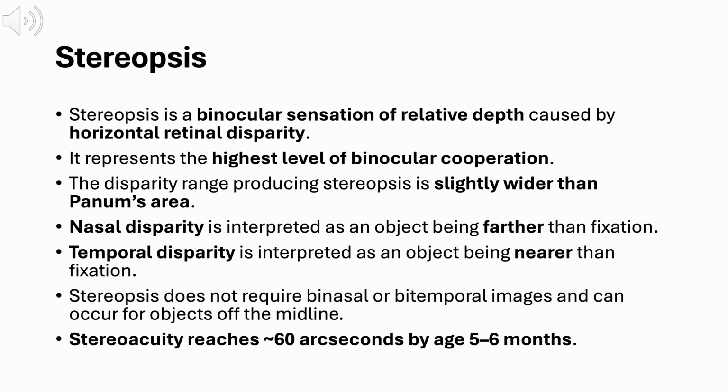When disparity falls on the nasal retina, the brain interprets the object as being farther than the point of fixation. When disparity falls on the temporal retina, the object is perceived as being closer. Stereopsis doesn't require images to be perfectly centered or symmetric, and it can occur even when objects aren't on the midline. Developmentally, stereoscopic vision emerges early, with stereo acuity reaching about 60 arc seconds by 5 to 6 months of age.